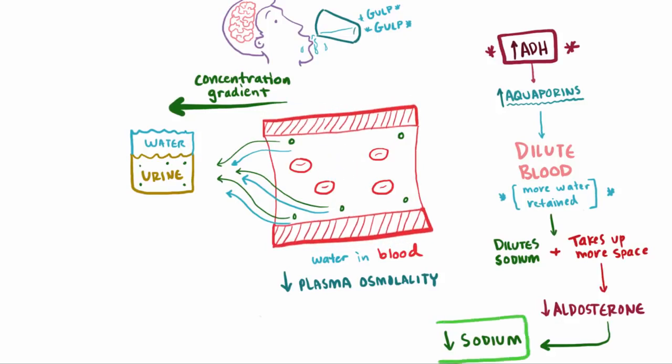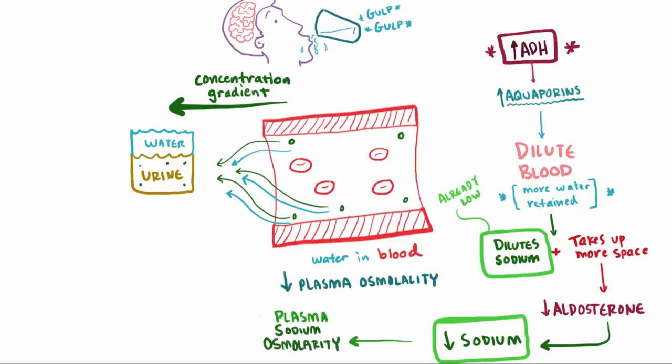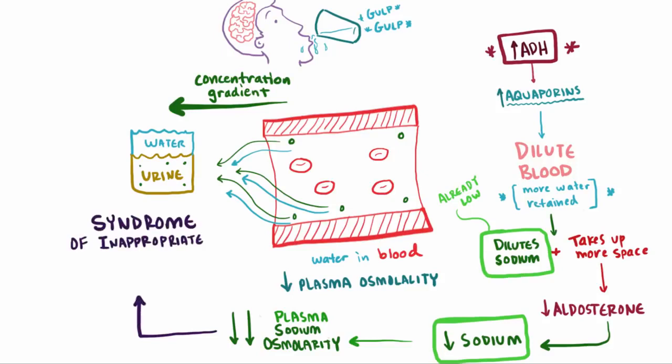So now our body is removing sodium from blood that already has a low concentration of sodium. Uh-oh. This means that plasma sodium osmolarity is dropping significantly. And this whole fiasco we just talked about is called syndrome of inappropriate antidiuretic hormone, or sometimes just shortened to SIADH.